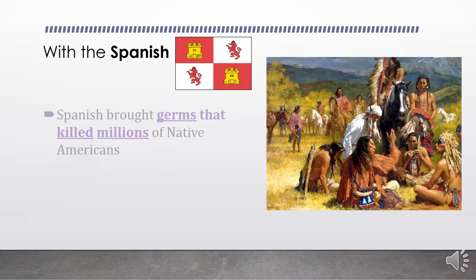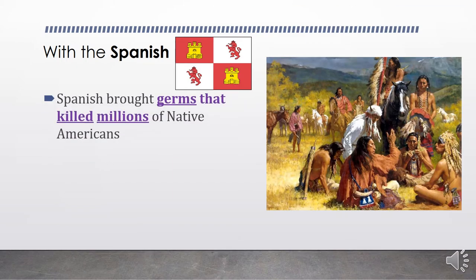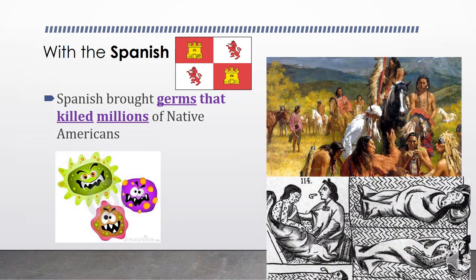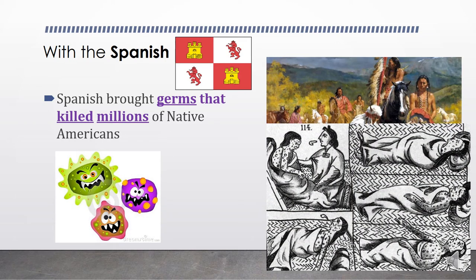With the Spanish, there were also germs that were brought over. And these germs were new to the Native American communities. Their antibodies were not trained or prepared to fight off these germs that came with the Europeans. So when a Native American would get that germ, his body did not have the antibodies to fight it off. And often these diseases actually killed millions of Native Americans.